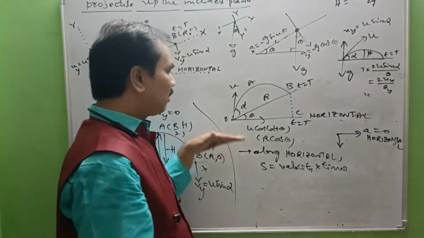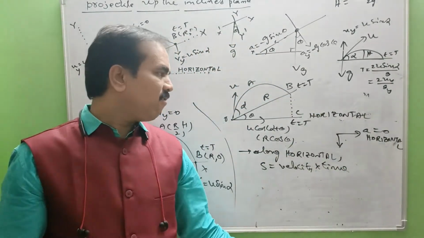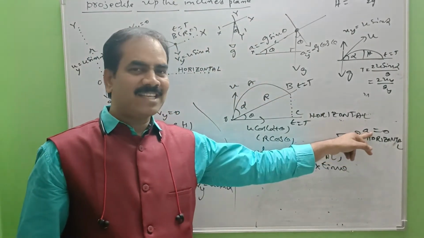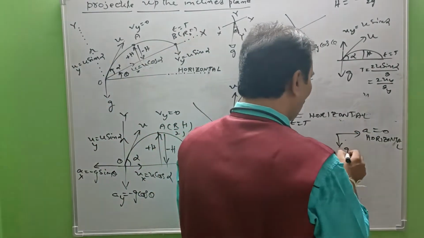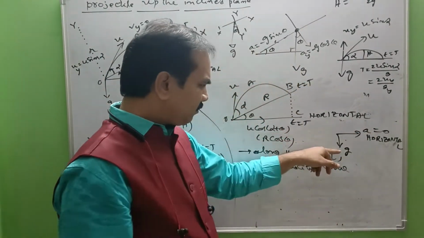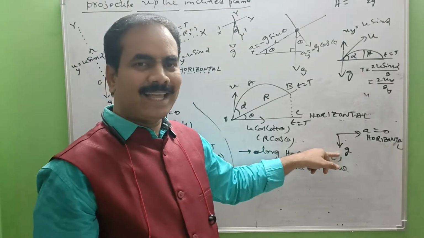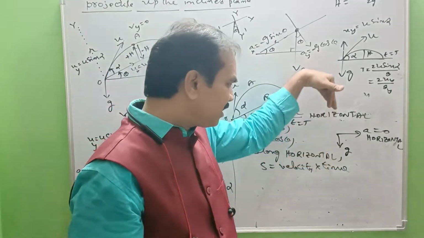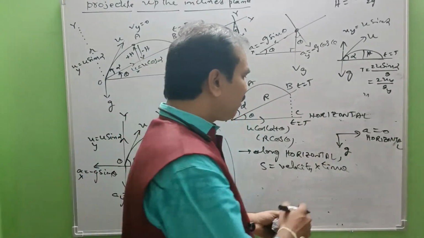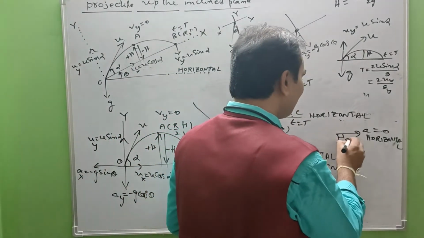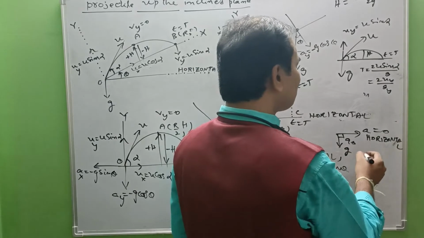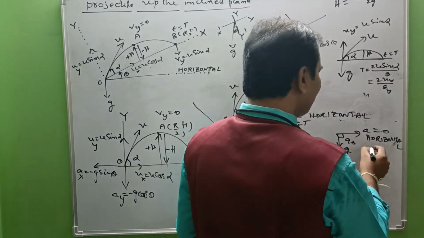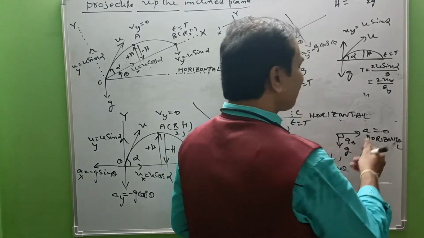Why? Because motion along horizontal is uniform. There is no component for acceleration. Why? Because g is downwards. So for any vector, there is no component in a direction perpendicular to itself. So g is downwards. But here, what is the angle? 90 degrees. So a equals 0, since a equals g cos 90.